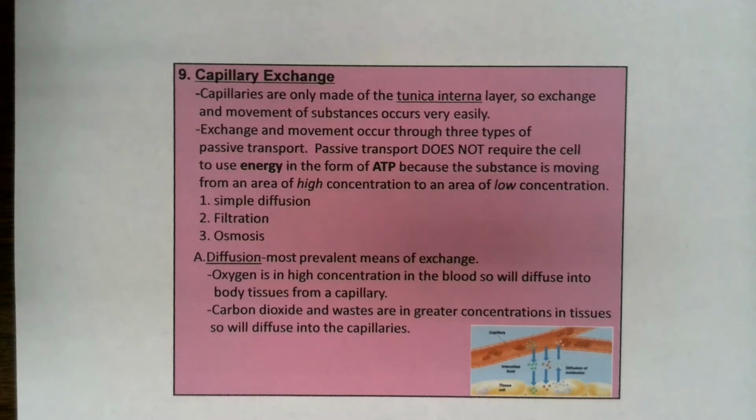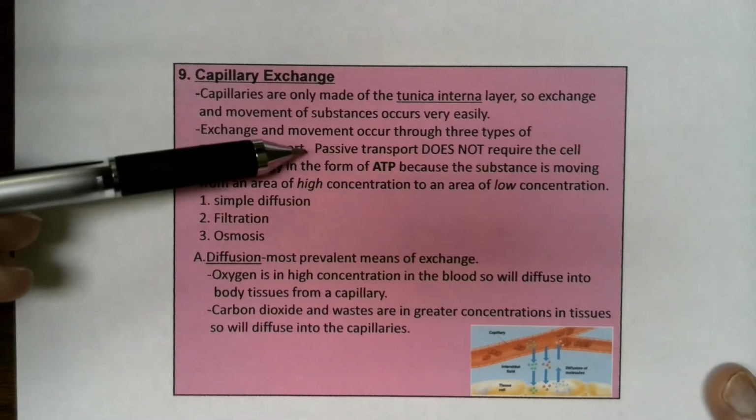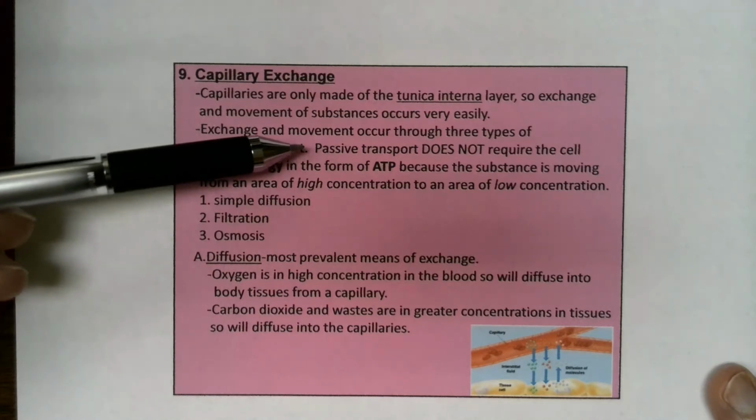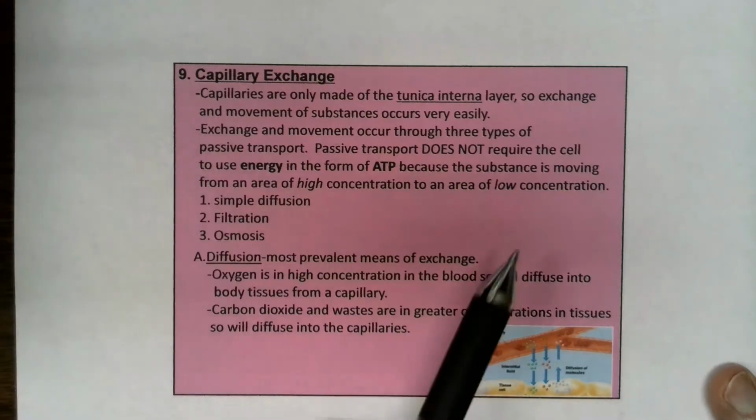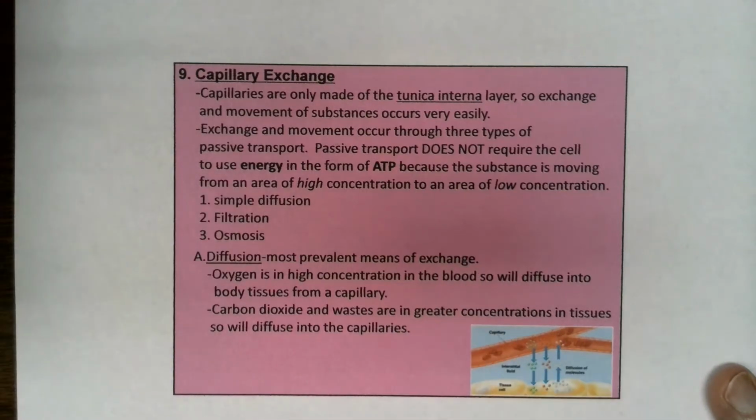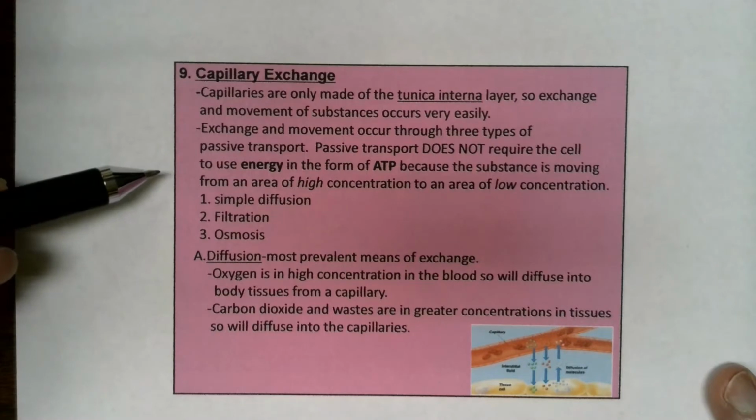So exchange of materials in and out of the bloodstream at a capillary bed is going to happen really rapidly and easily. So exchange and movement are going to occur in 3 different ways that are all specific examples of passive transport. If you go back to biology, you covered passive transport mechanisms, that by definition move materials from an area of high concentration to an area of low concentration. As a result, the cell will not use energy in the form of ATP because the substance is going down its concentration gradient.